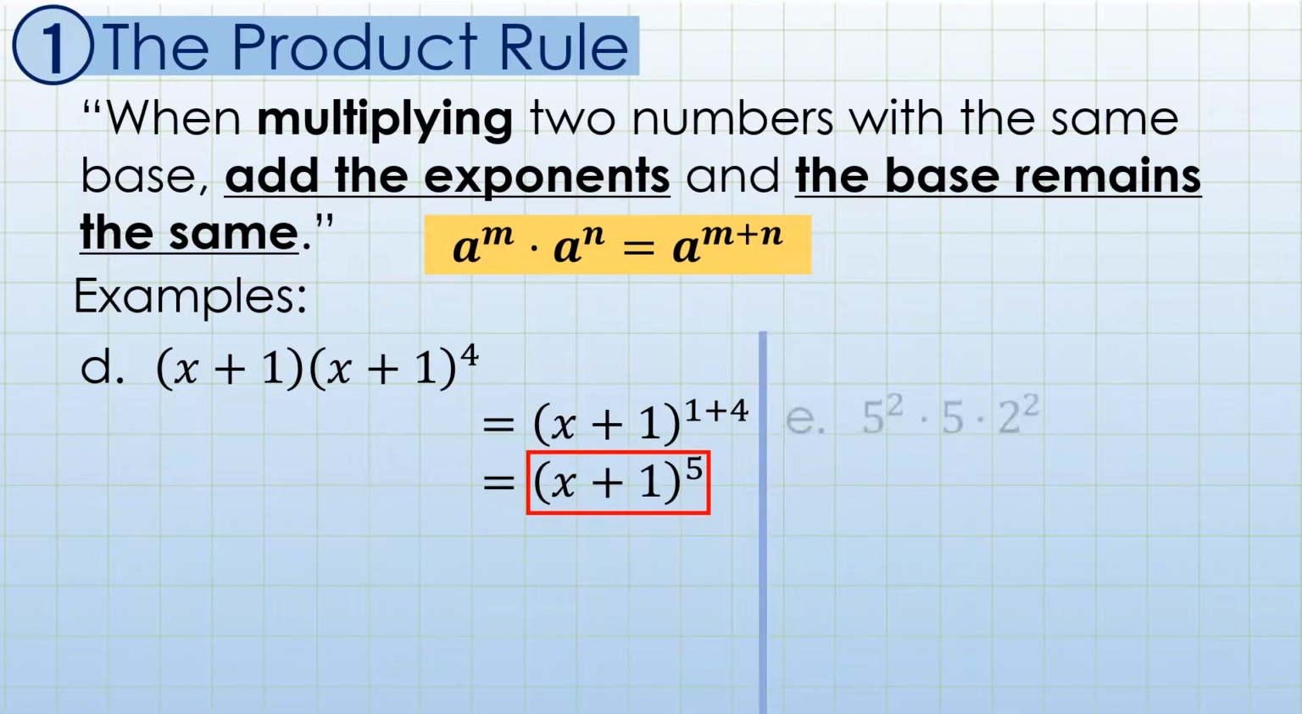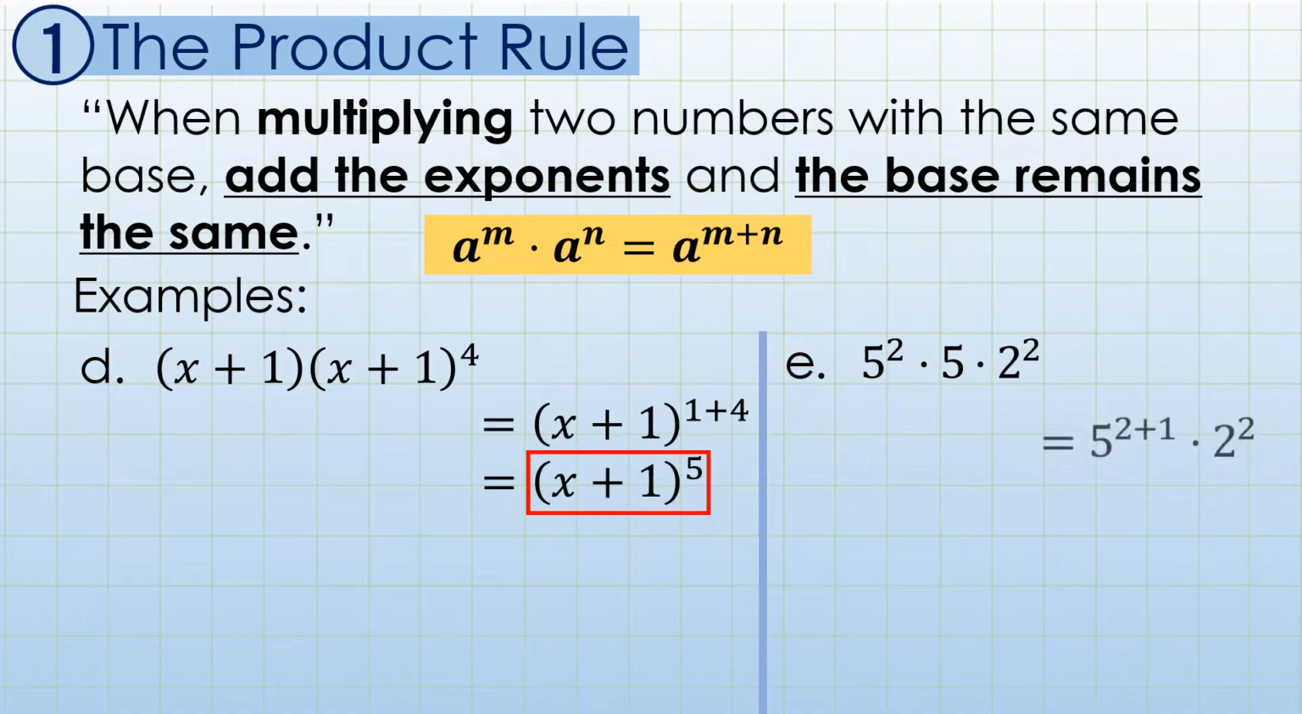Next, E. This is 5 squared times 5 times 2 squared. We have 3 factors. Pero kung mapapansin niyo, hindi pare-pareho ang base. Ito 5, 5. Ito naman 2 ang base niya. So, ang gagawin mo, pwede pa rin siyang apply ng product rule, pero dun sa may base lang na pareho. Kaya magiging 5 raised to 2 plus 1 times 2 squared. Kokopyahin mo lang yung 2 squared. Hindi siya maiiwan. Okay? Again, 5 squared times 5 ay 5 raised to 2 plus 1. Tapos copy, times 2 times 2 squared. Kaya magiging 5 cubed times 2 squared yan.